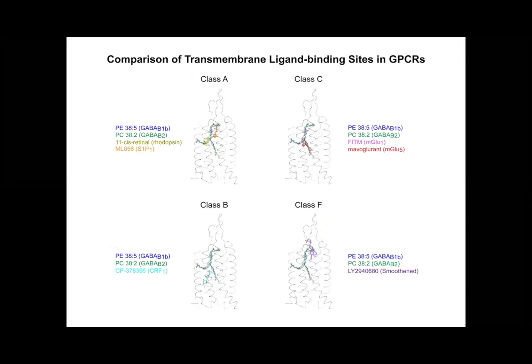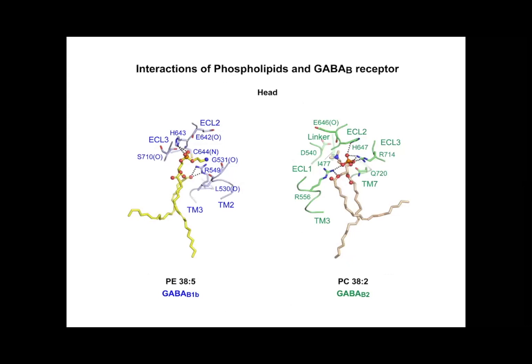Here we compare the ligand binding locations within GPCR TM domains. Each lipid covers almost the entire range of ligand binding positions in class A, B, C, and F GPCRs. The lipid receptor interaction buries approximately 2,400 square angstroms of surface area inside each GABAB subunit. This slide shows the extensive interactions between each GABAB subunit and its phospholipid ligand.